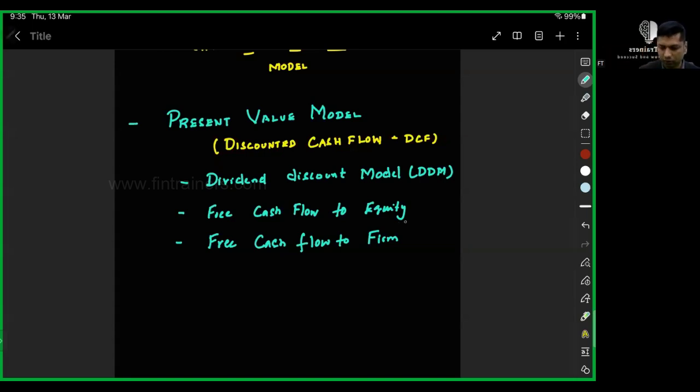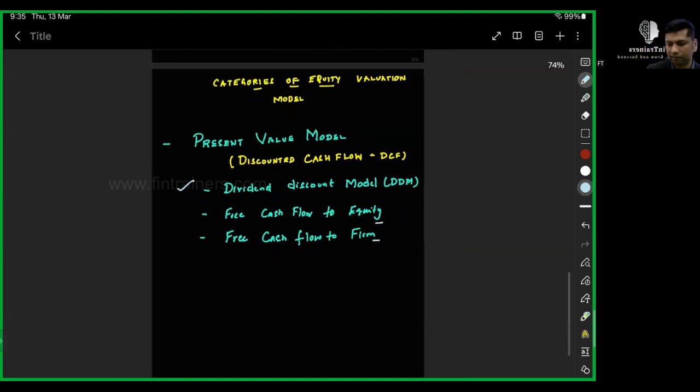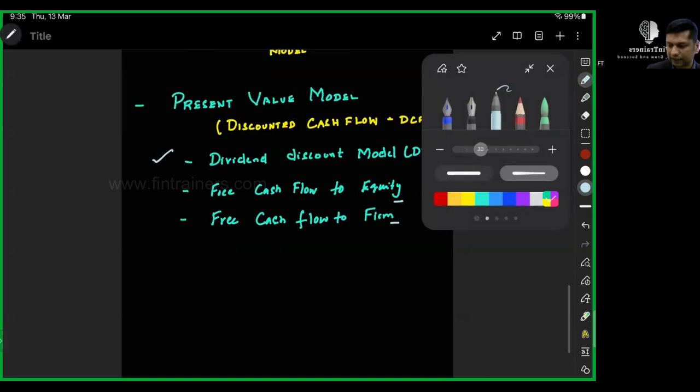So we will calculate both. I think in your level 1, the focus is primarily on your DDM, but we will look at it in brief, how to do FCFE and FCFF valuation as well. Okay. All right. So this is what the last person did. The second person, what did they do? What is that model called?